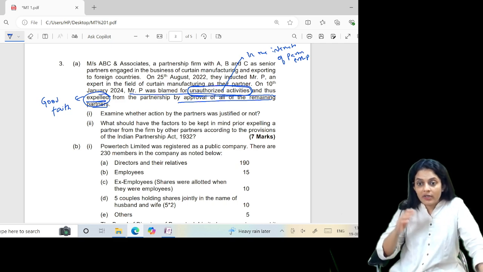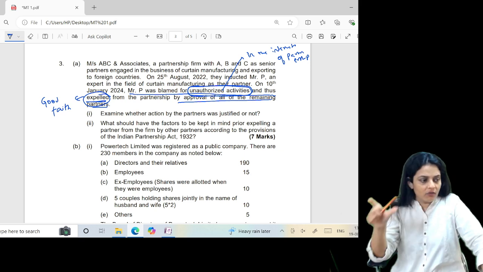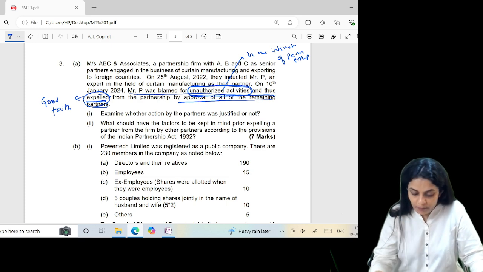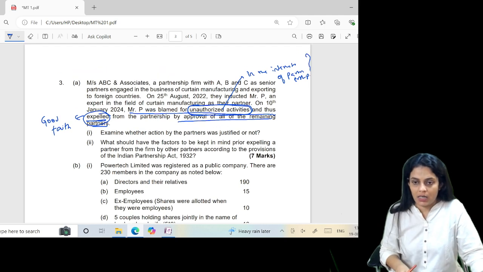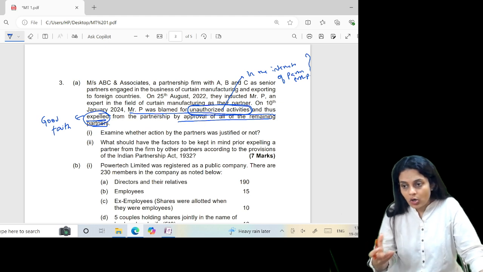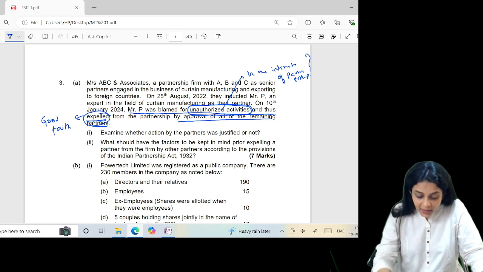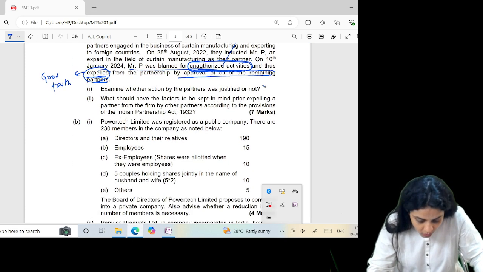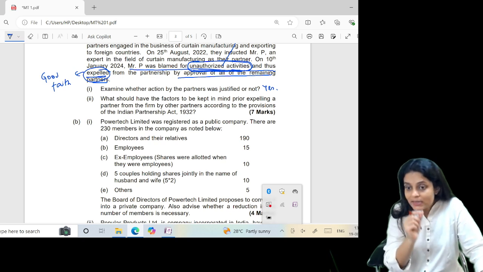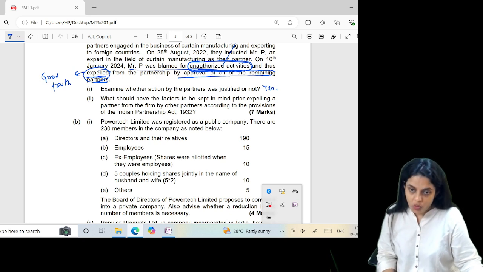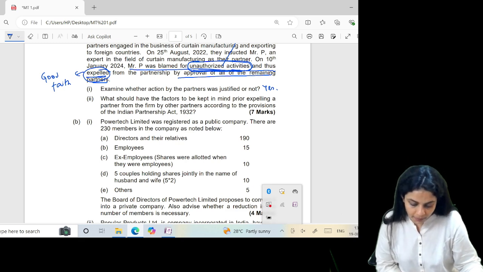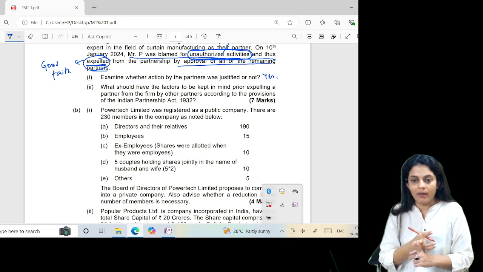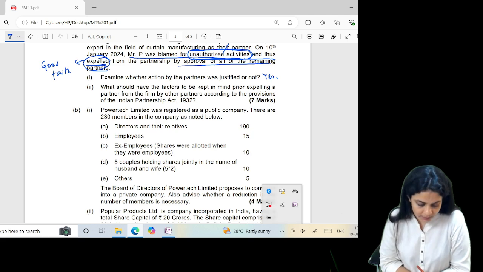Examine whether, so here you cannot just write about good faith. You'll first write the 3 points and then you will talk about what is good faith in detail. Examine whether the action of the partners was justified or not. Now, I can see partnership interest is there, but I don't know whether notice was given to him or not because nothing is given. Now, if I write no, it's not correct because I can see partnership interest is there. But if I write yes, also, it's not absolutely correct because we don't know. So, the right way to write is yes, it is valid provided he was given a notice and an opportunity of being heard. What should have been the factors to be kept in mind prior to expelling? So, all the three factors: good faith, partnership interest, serve with a notice, opportunity of being heard.